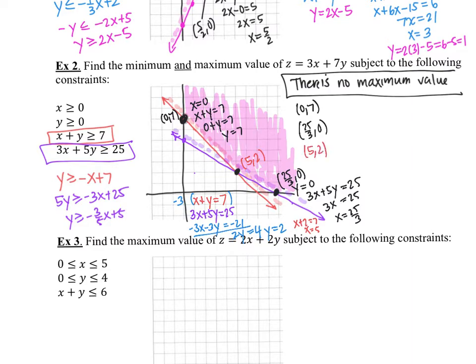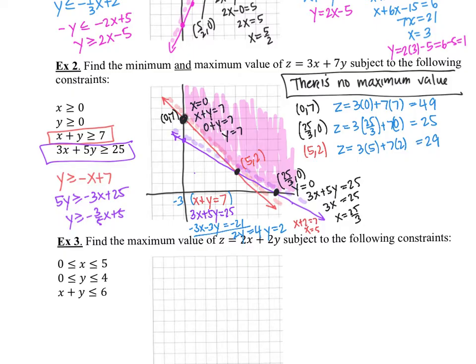Okay, now I already established there's no maximum value because this is infinitely unbounded, but I'm still going to try to maximize the z function. So z equals 3 times x plus 7 times y. So z is 49 at 0, 7. It's 25 at 25 thirds, 0. And then 15 plus 14 is 29.